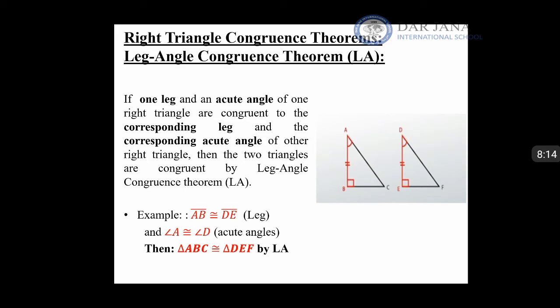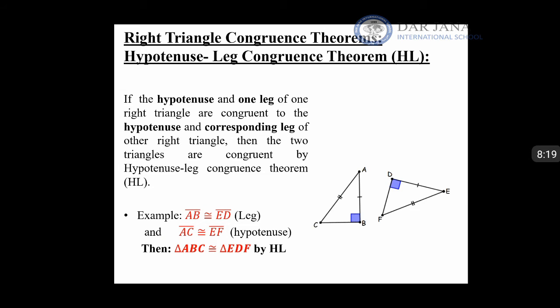We still have one more theorem, which is the fourth theorem, the hypotenuse leg congruence theorem, referred to by HL. Here we have the hypotenuse and a leg to use in order to prove two right triangles congruent. So if the hypotenuse and one leg of one right triangle are congruent to the hypotenuse and the corresponding leg of the other right triangle, then the two right triangles are congruent using the hypotenuse leg congruence theorem.